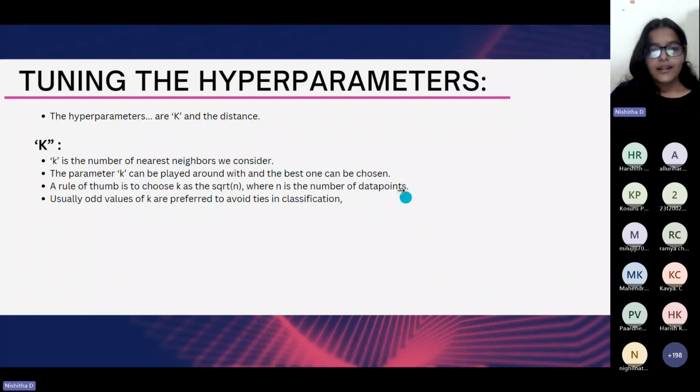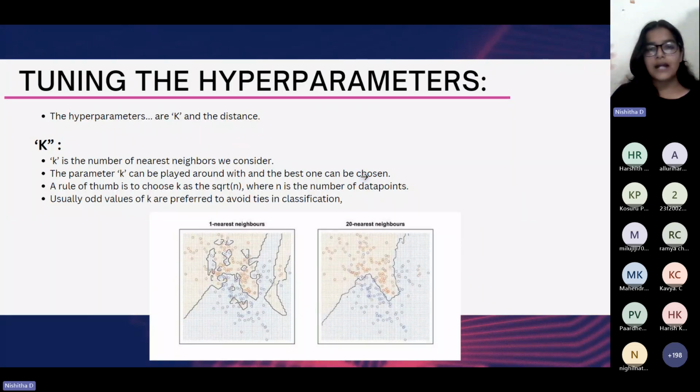Cool. Now, in this algorithm, there are some hyperparameters. Hyperparameters are nothing but the parameters that the user has to input, for example, the value of k. The value of k should be given by us, right? We can choose k to be any number. And similarly, there's one more hyperparameter called the distance metric. We'll get into that, but first, let's talk about k.